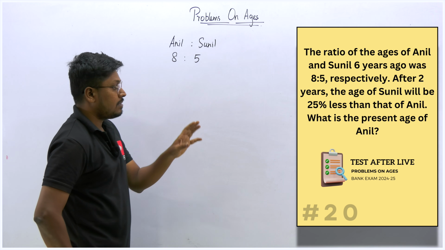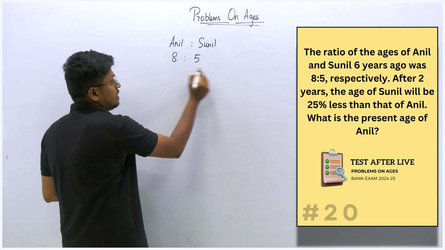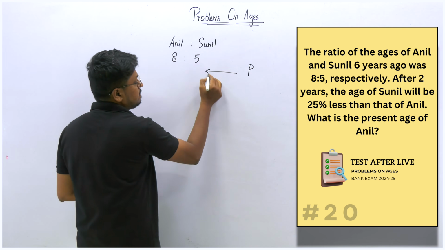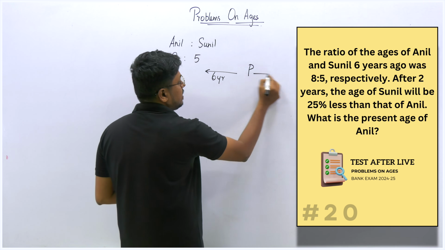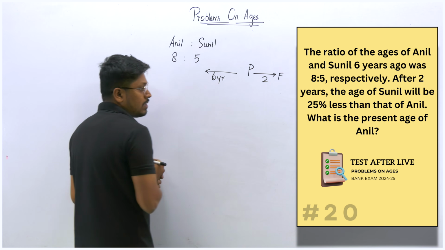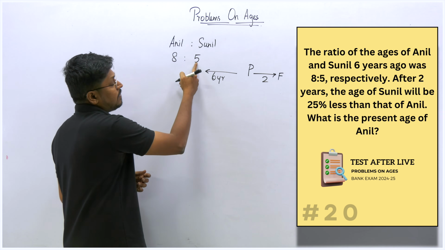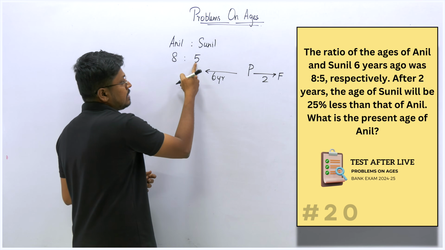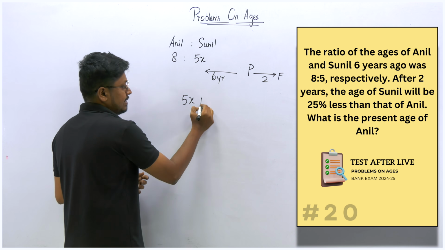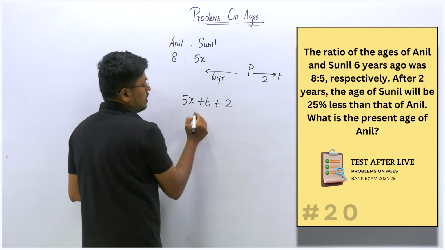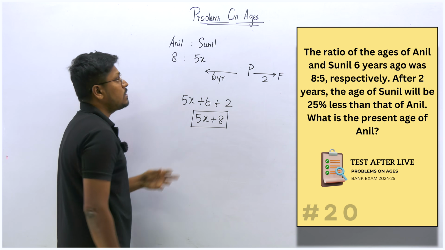Let's see here, the ratio of ages of Anil and Sunil 6 years ago. This was the past, right? So from the present, this was 6 years ago. Now what they are saying is, after 2 years, that means from the past to the future, again after 2 years, the age of Sunil. We can consider the Sunil age as 5x. So 5x, Sunil's age, plus 6 plus another 2, so 5x plus 8 will be the future age of Sunil.